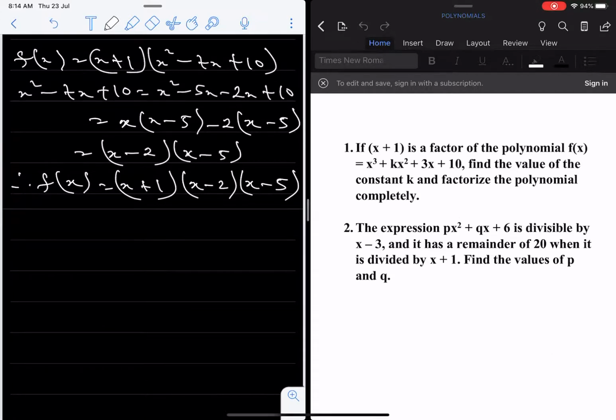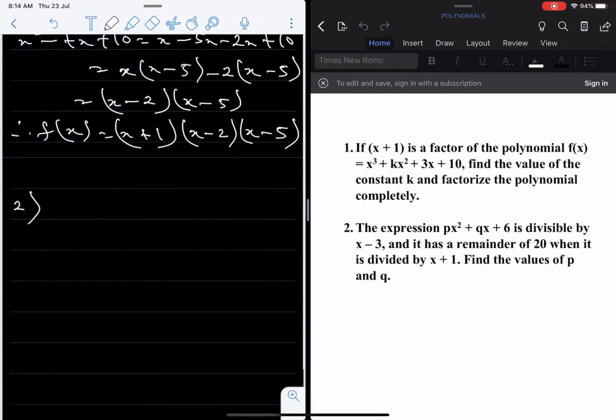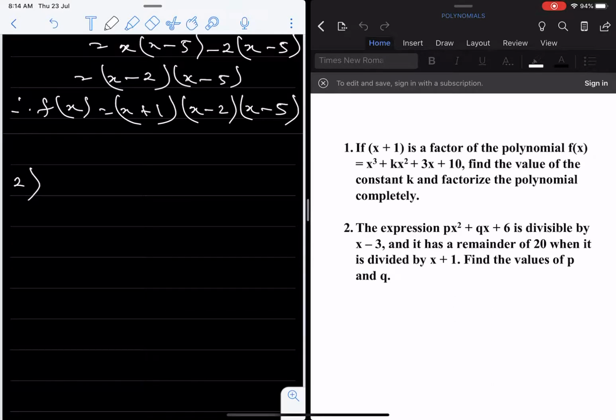Now to number 2. Number 2 says the expression px squared plus qx plus 6 is divisible by x minus 3, and it has a remainder of 20 when it's divided by x plus 1. Find the values of p and q. So first of all, we name the polynomial. Let h of x be px squared plus qx plus 6.